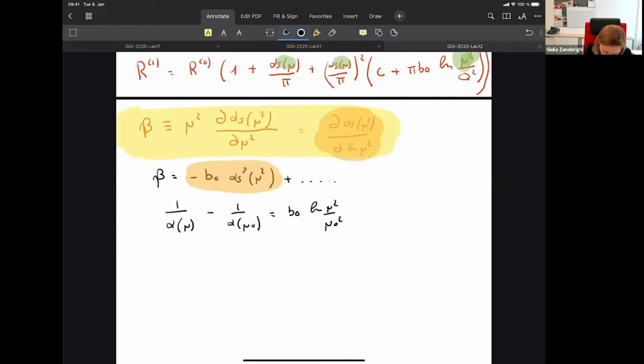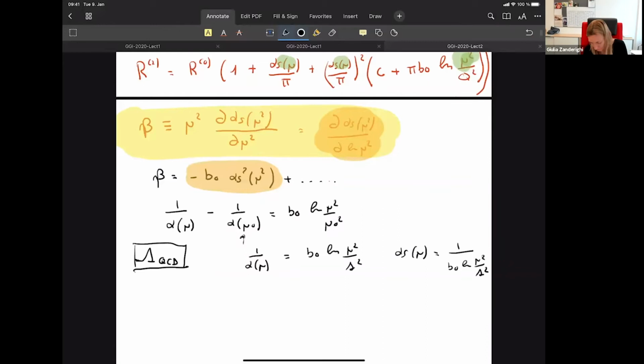And now you can also define what we call lambda QCD. So lambda QCD is defined as the value at which the coupling constant in QCD becomes infinite. So it means that one over alpha at lambda QCD, you can essentially drop this term here when you evaluate it at lambda QCD. And so you get that one over alpha of mu is equal to b zero log of mu squared over lambda squared. Or, inverting, alpha of mu equals one over b zero log of mu squared over lambda squared. So this is the definition of lambda QCD. By the way, lambda is defined as the position of the pole of the coupling constant.